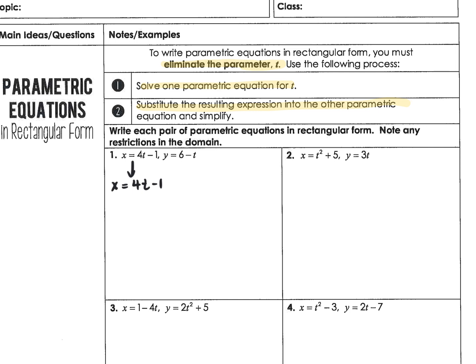So we need to solve for t. So what are we going to do first? Add 1 to the other side. So we get x plus 1 equals 4t. And now we're going to do what? How do we get t by itself, guys? Divide by 4. So we have t is x plus 1 over 4. That was step 1. And now we're going to take this, and step 2 says plug it in right there. Plug in. So let's do that. So y equals 6 minus what?